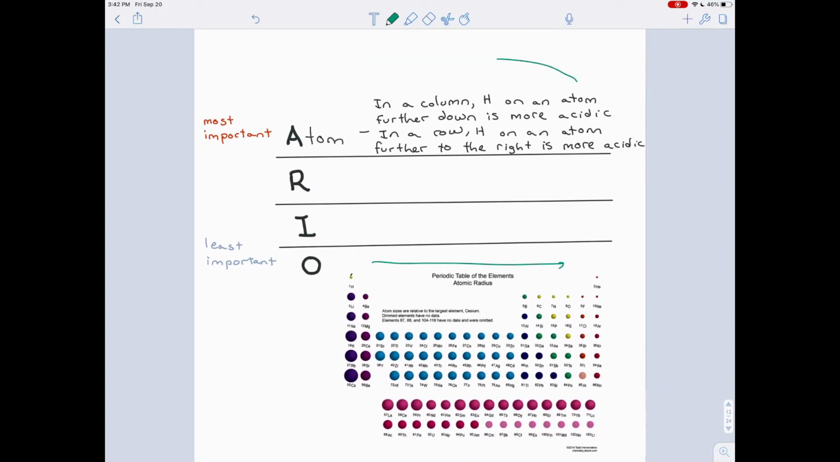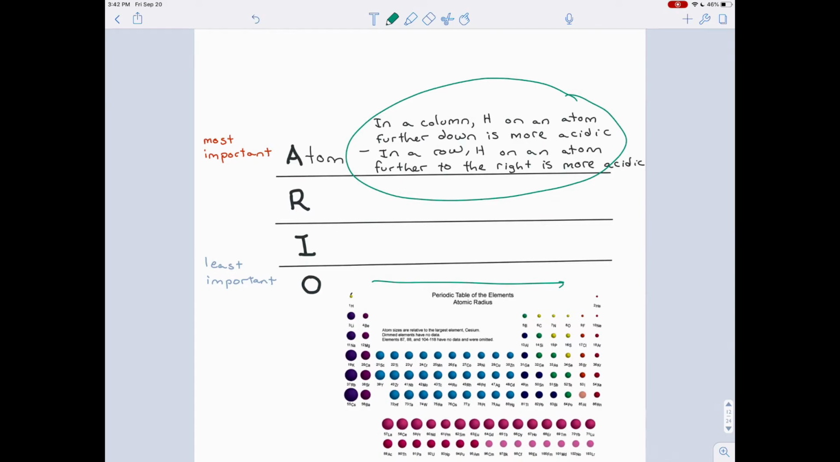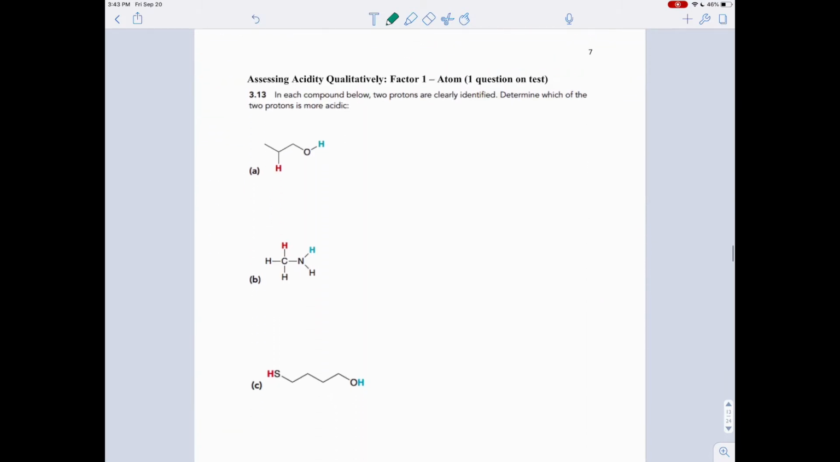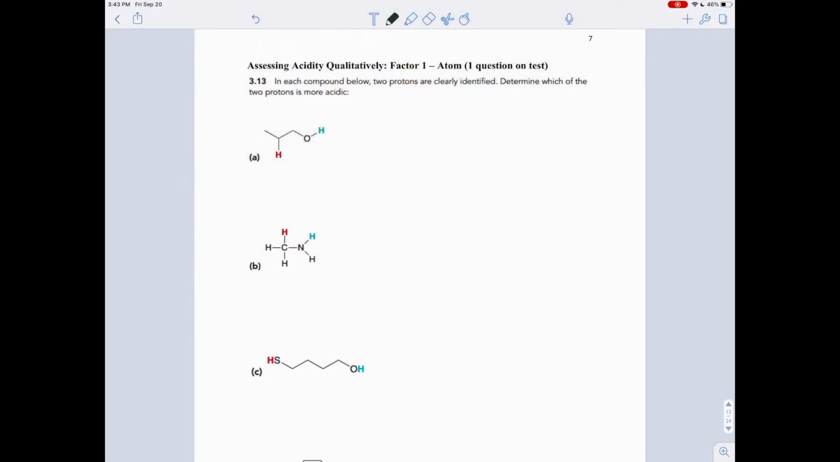So those are the explanations for this trend. But all we have to know is that if you're in a column, the hydrogen that's on an atom further down, a bigger atom, will be more acidic, because the atom it leaves behind will be able to use its size to stabilize the negative charge. And if the hydrogens in 2 acids are in a row, the atoms they're connected to are in the same row, then the one further to the right is more acidic because it's more electronegative and it will be able to stabilize the charge that's left behind better. So let's see how that would apply to exercises like this.